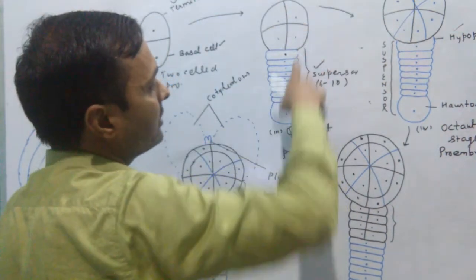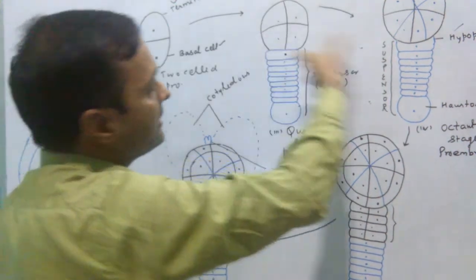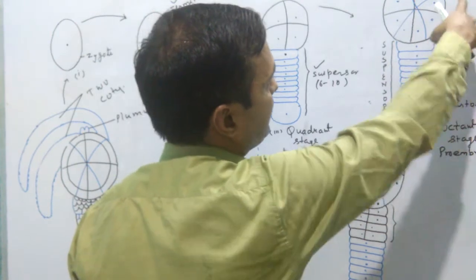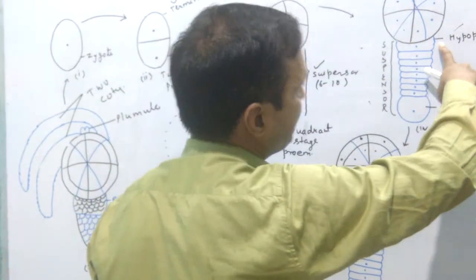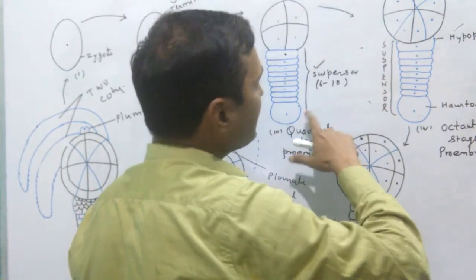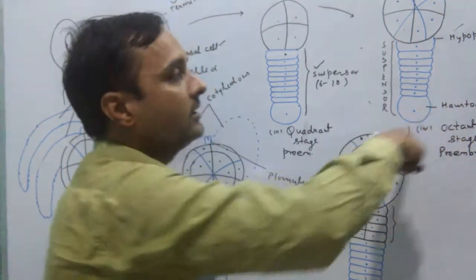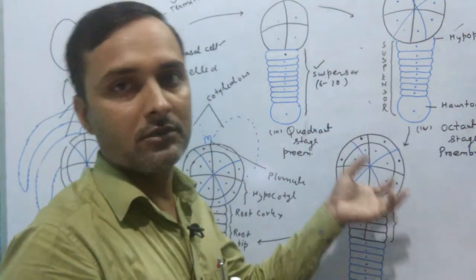This is also known as quadrant stage proembryo because the number of cells is 4. At the same time, this terminal cell further divides and forms 8 cells. The first cell of the suspensor is known as hypophysis, and the last cell of the suspensor is known as haustorial cell. It forms haustorium, and this haustorium pushes the embryo towards the endosperm for obtaining nourishment.